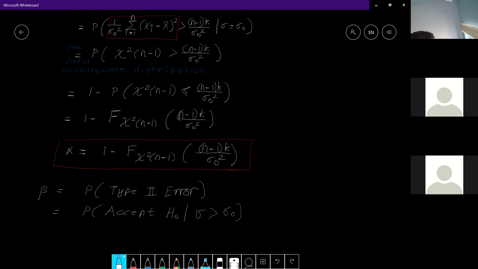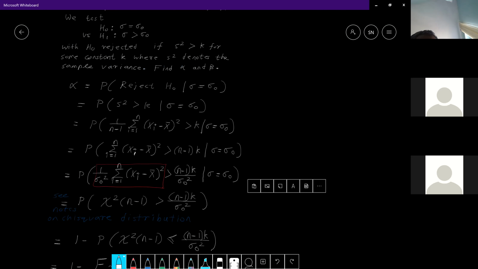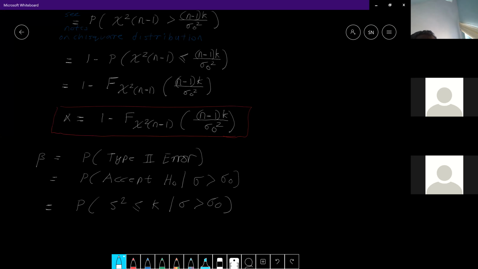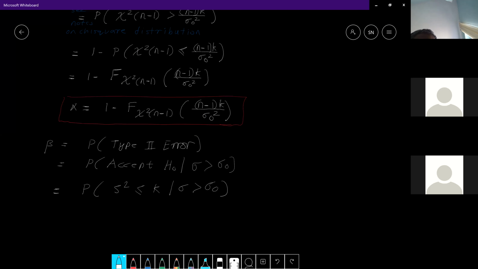Now, accept is the opposite of reject. So it's going to be the probability that s squared, the sample variance, is less than or equal to k when sigma is greater than sigma 0. Where s squared is the sample variance, right? Because remember, I said earlier that the rejection rule is when s squared is greater than k. So the acceptance rule will be the opposite of that.